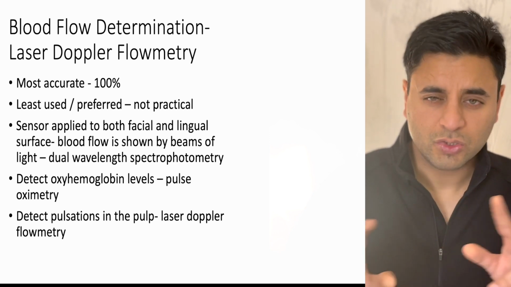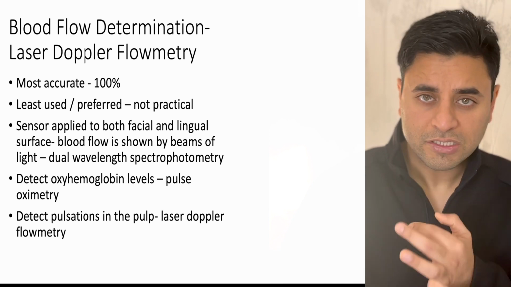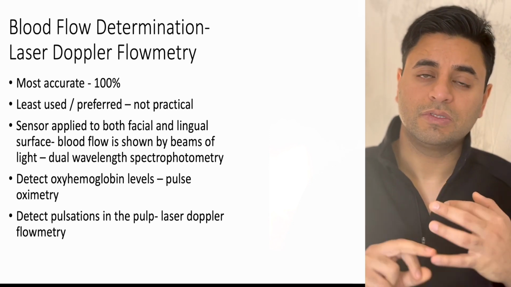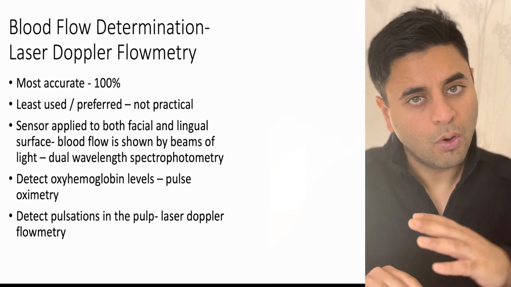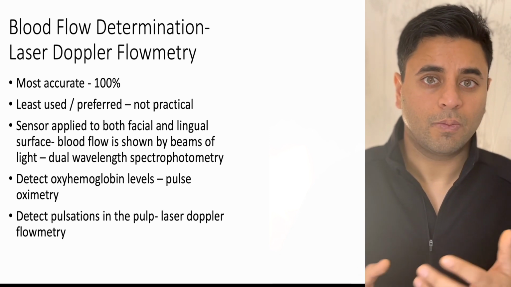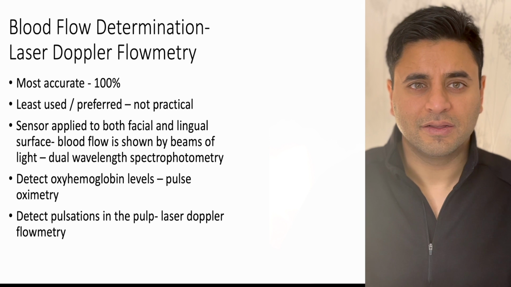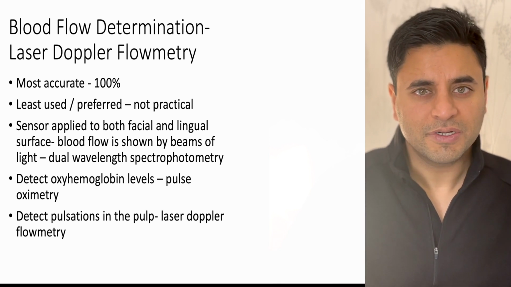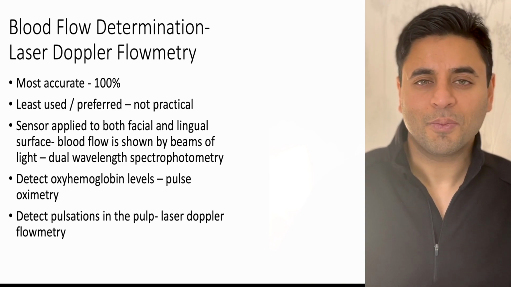So these are the two things that you might want to remember: if you are detecting the oxyhemoglobin in the pulp tissues, then you are using pulse oximetry. But if you are detecting the flow of the blood, then you are going for laser Doppler flowmetry. So very specialized, very impractical, but something which is 100% accurate. Boards would love to ask you this question, so just keep it in your pocket.